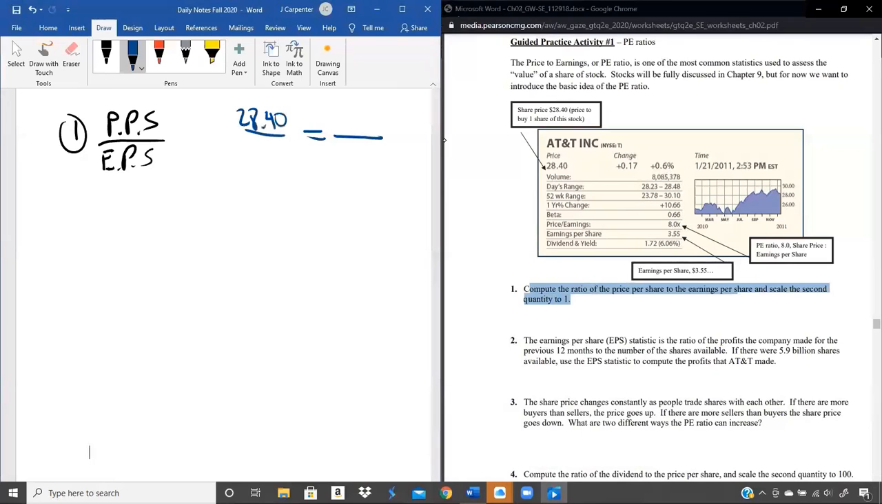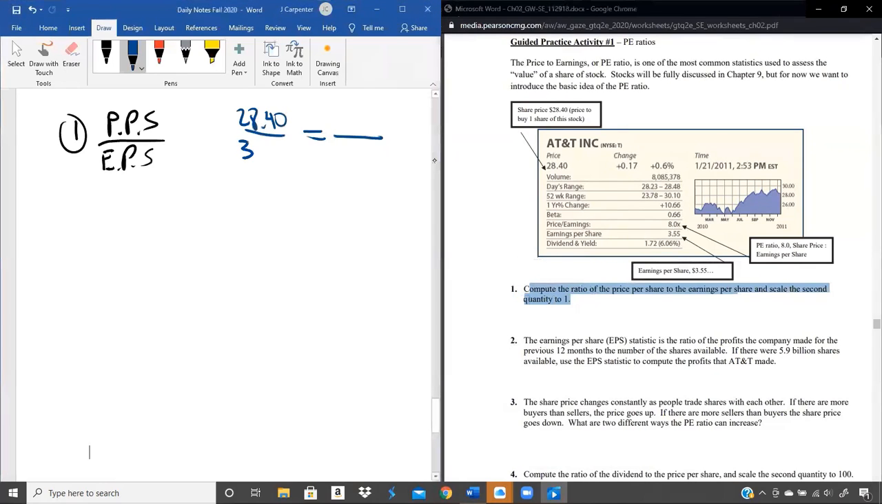The earnings per share, use your eyes. Oh, that's this, right? No, it's not that. Oh, it's this, right? It's the beta. It's definitely the beta. No, it's the thing that says, pay attention, earnings per share. Earnings per share, and that number is 3.55.